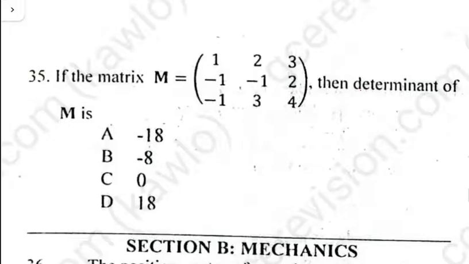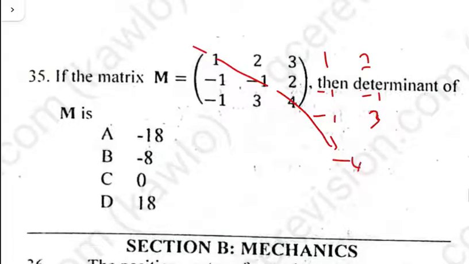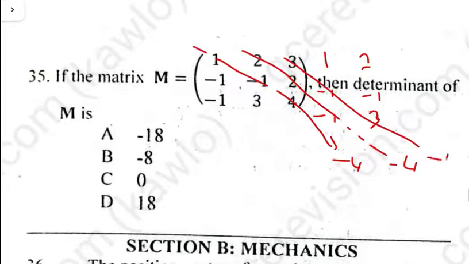Okay, so what's the determinant of this matrix? Using any of the methods, we're going to get the determinant. I'll copy this one again: -1, -1, 2, -1, 3. Okay, so let's go. So we have this. That's -4, -4, -9.